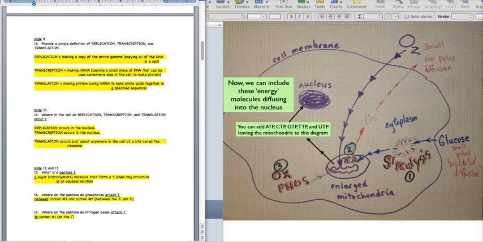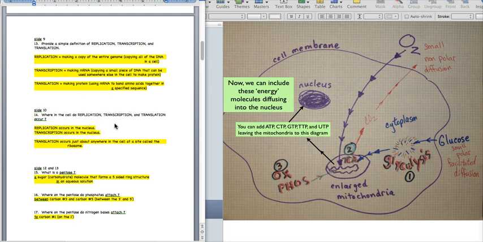It helps me remember these processes by remembering where they happen. Replication happens in the nucleus, trying to copy all of the DNA. Transcription is copying a small piece of the DNA and making it into an RNA so it can float around in the nucleus. Translation is the same thing as protein synthesis.